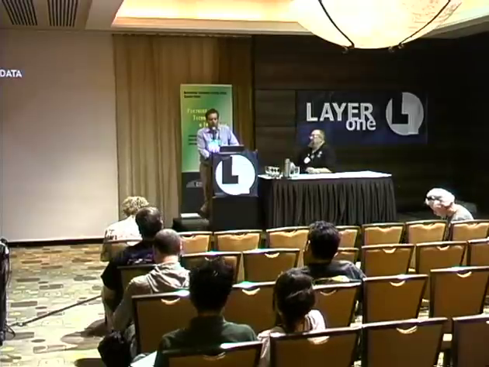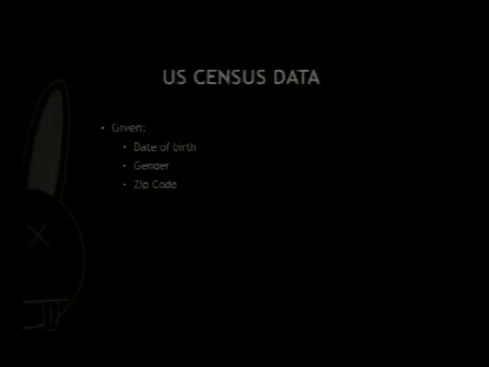Well, a researcher found that given just 3 pieces of personal information, your date of birth, your gender, and the zip code of where you live, those 3 pieces of information were enough to uniquely identify 87% of the population. And that's pretty scary, and it's quite impressive.